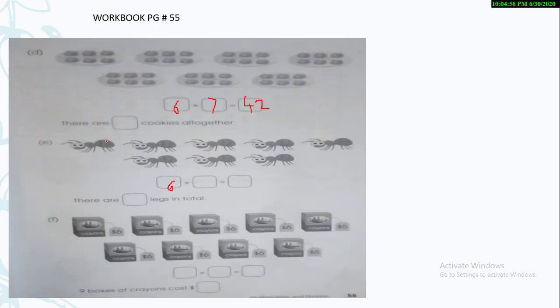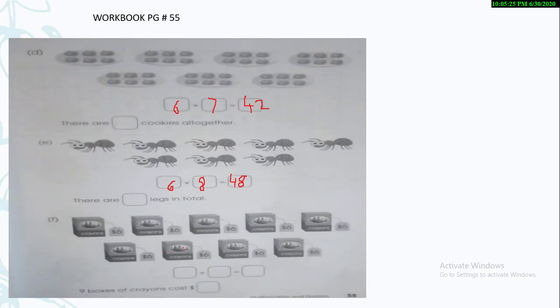And how many ants are there? 1, 2, 3, 4, 5, 6, 7, 8. 8. 6 eights are... Okay, just tell me, is 8 an even number or an odd number? It's an even number, so we will mention 8 as it is. And what is half of 8? That is 4. I got my answer with the trick. 6 eights are 48. Yes.